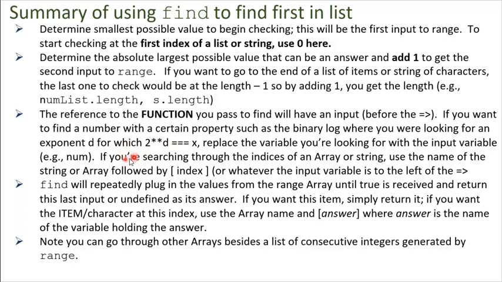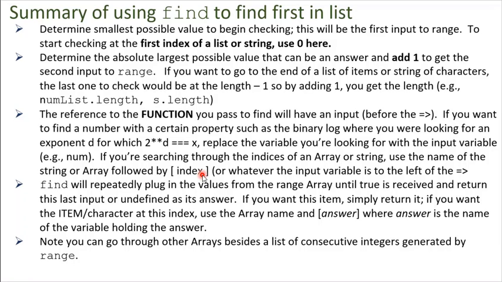Another thing is that if you're searching through the indices of an array or a string, you're usually going to be, as we said, not using index itself, but doing like s bracket index or ARR bracket index or numList bracket index in the condition itself, right? So numList bracket index is greater than 0, right? So if you were trying to find the first number that's positive, you might say like, oh, let me look for num greater than 0.